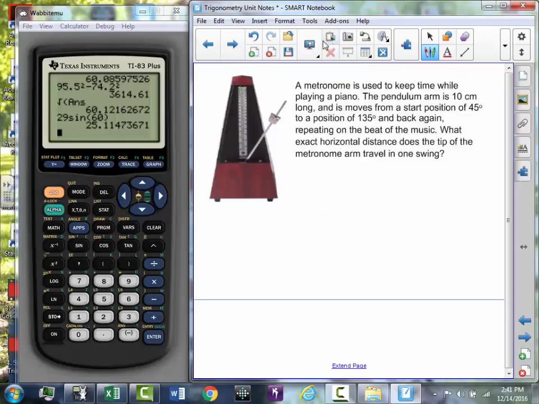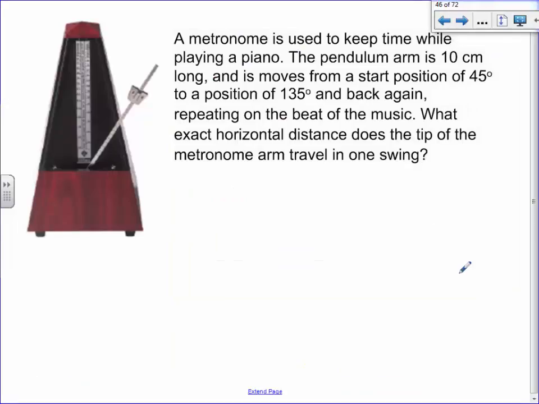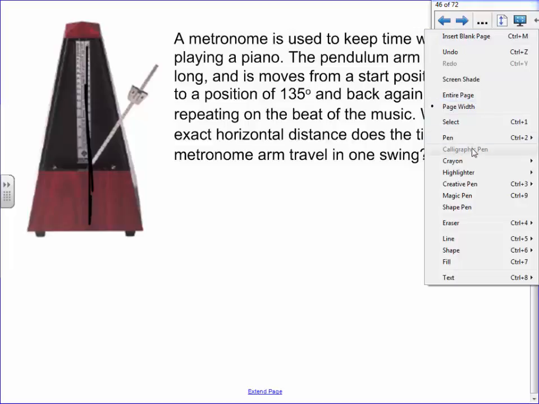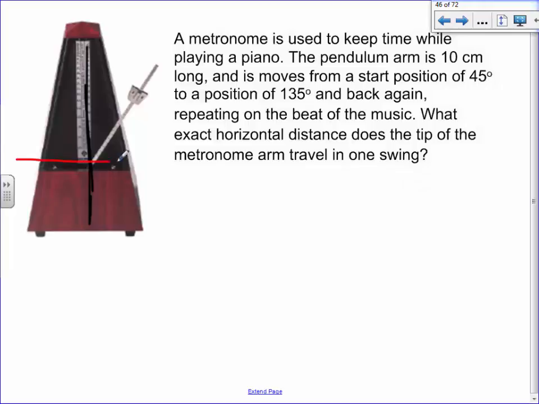Okay, second example. There's one like this on your assignment even. You got a metronome that's going to tick back and forth in order to keep time when you play piano. It's going to move from 45 to 135. If I were to kind of make a grid out of it, can you see how there's 45 degrees sitting right here? If it went to 135 degrees, all the way around to there, how much is left over?